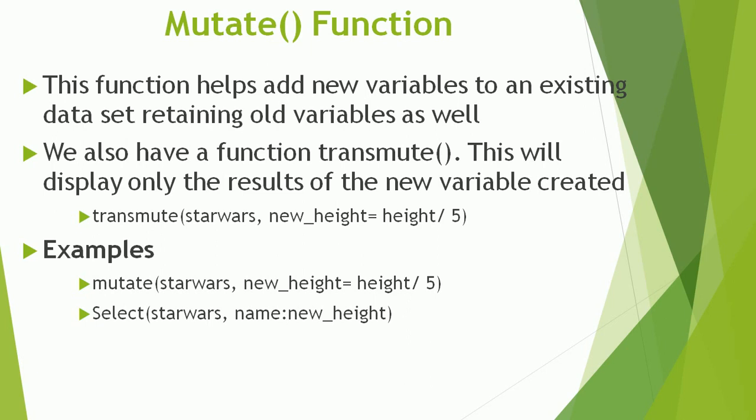So mutate Star Wars, comma, new height is equal to height divided by 5. New height is the name of the new variable which is going to get created. So the column name that you have given is new height, equal to height divided by 5.